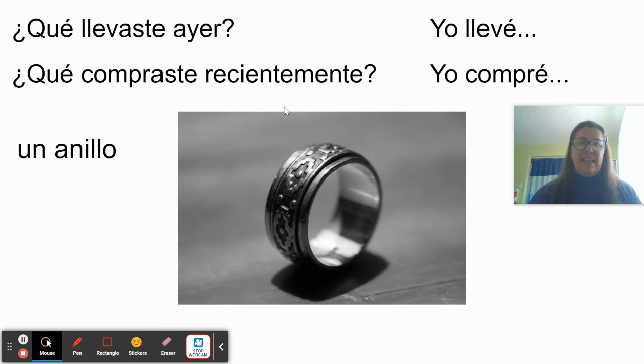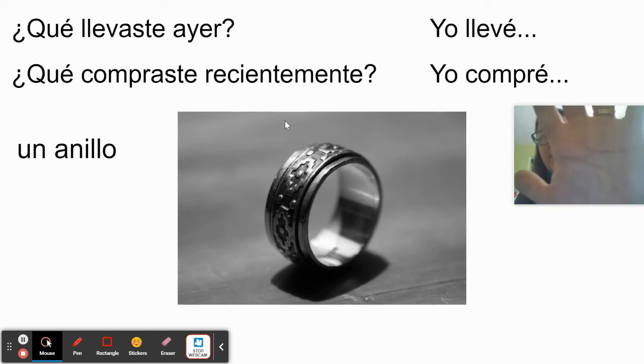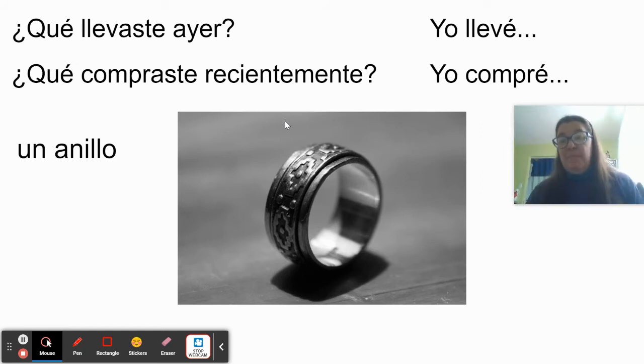¿Qué llevaste ayer? Yo llevé un anillo. Of course, I wore mine yesterday. I wore mine the day before. I'm married. I wear my ring every day. Again, that double L is anillo or anillo. So decide what you like. ¿Qué compraste recientemente? Oh, yo compré un anillo. ¿Por qué? El diseño.